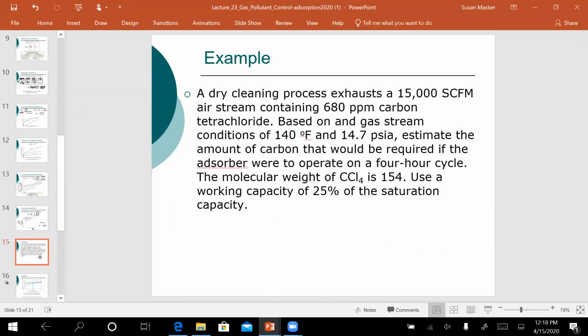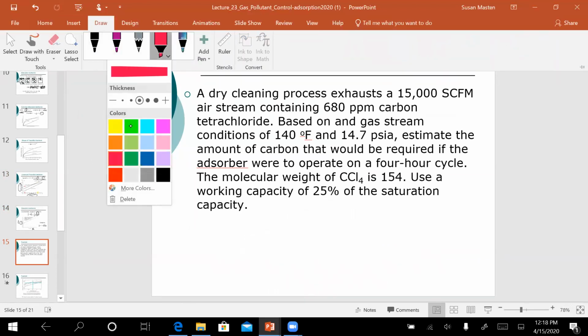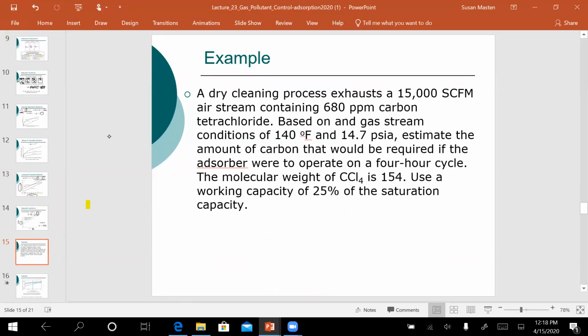So let's look at an example here. We have a dry cleaning process, and it is exhausting 1,500 standard cubic feet per minute. The standard cubic foot in the US is typically 59 degrees Fahrenheit or 15 degrees C and 1 atmosphere. The airstream contains 680 parts per million of carbon tetrachloride, or PERC.